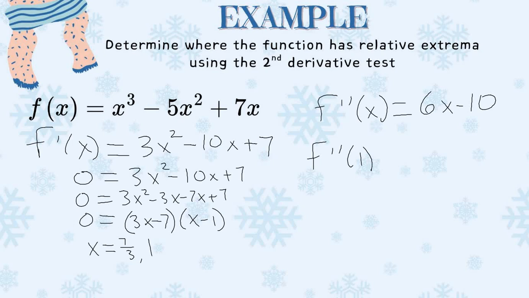Six minus 10 is negative. Are we all okay with that? I'm just plugging my 1 into there, and it's negative. Okay? And we said that if it's negative, that means we are concave down. So that means that x equals 1 is a relative maximum.